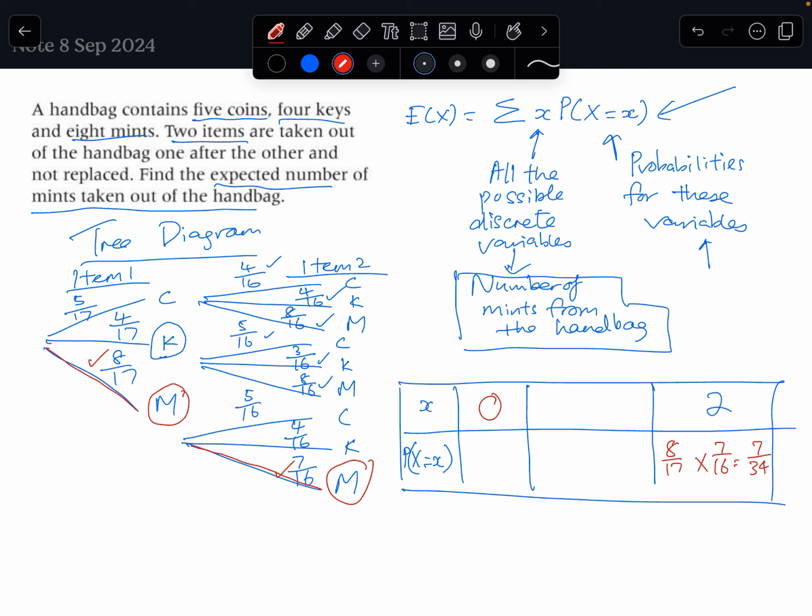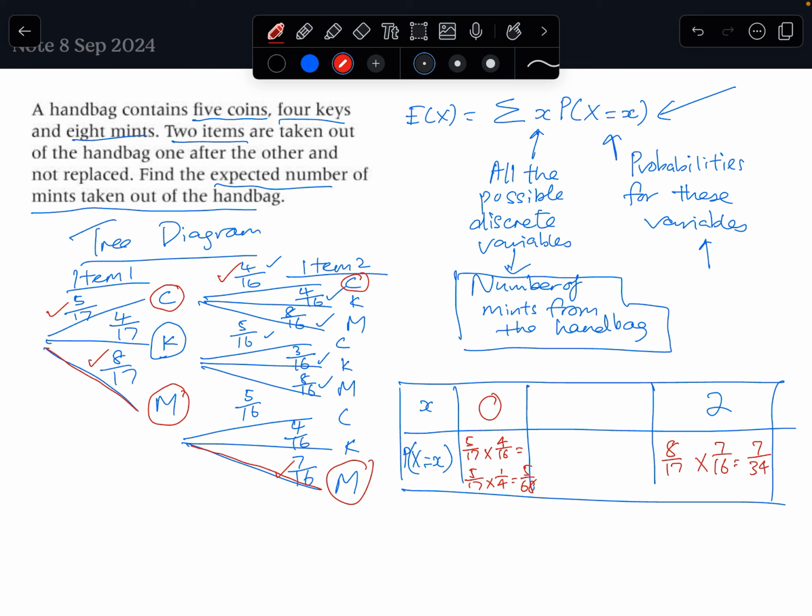So if we look at that, I could see that the first item being a coin, and this, which is a coin as well, will not give me a mint that will be taken out from the handbag. So we know that this is going to be 5 over 17 and this is 4 over 16. So what I'll do is I'll multiply the two probabilities out first. That would give me 5 over 17 times a quarter. So that's 5 over 68.